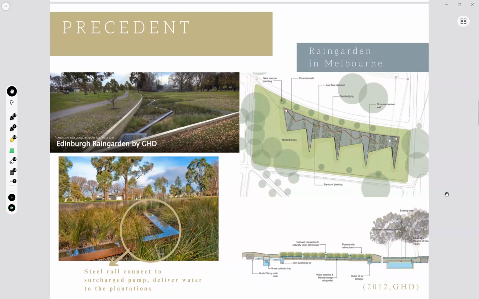So what the designer came up with in this project is an underground water storage, and then they have these plantations to purify the stormwater stored here. And then they have these little steel rails that connect the surcharge pump and deliver the stored water to the plantations. You can see the steel rail goes all over the whole area. So they collect the stormwater and water the plantations when the weather gets really dry.